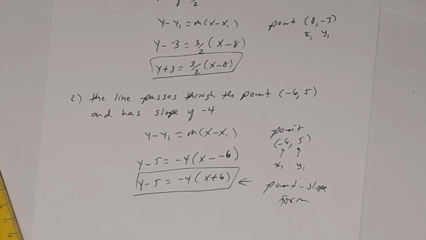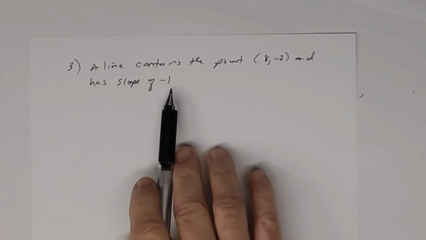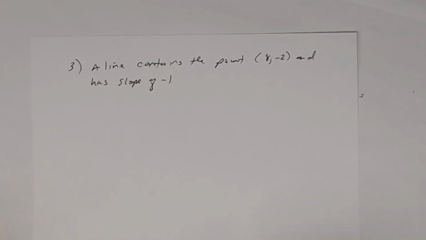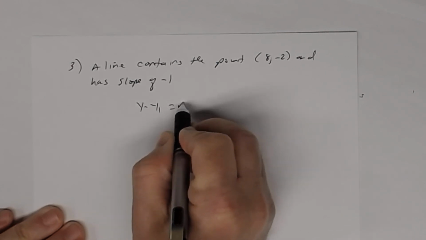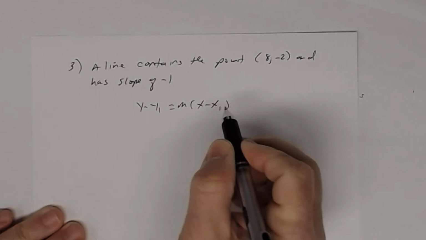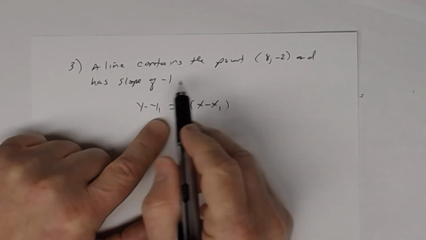Okay, let's look at number 3. In this problem, you're told that the line contains the point 8, negative 2, and it has this slope. Again, you want to write this in point slope form, which is y minus y1 equals the slope times x minus x1. To put something in point slope form, you need to know the slope and a point. I know the slope and I know a point.